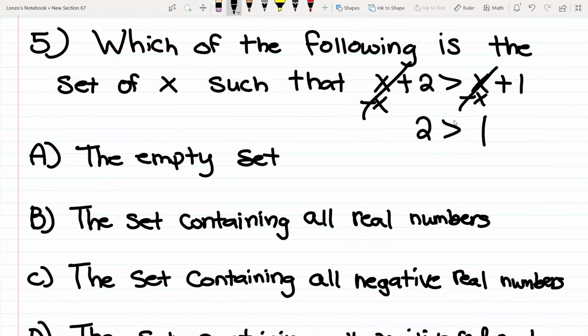What happened to the letters? It disappeared, right? So you got to ask yourself, is this a true or false statement? If it's true, that means it's all real numbers. If it's false, it's no solution, right? So is 2 greater than 1? If you put it on the number line, put 2 further to the right, and then 1 is on the left. Is 2 greater than 1? Yes, it is definitely true. So that means it's B, all real numbers.